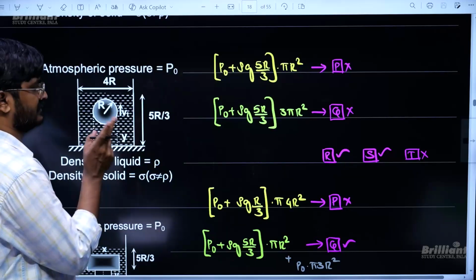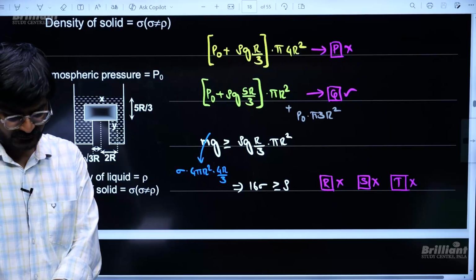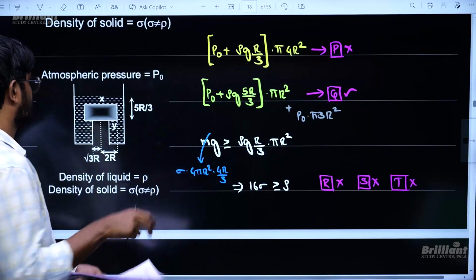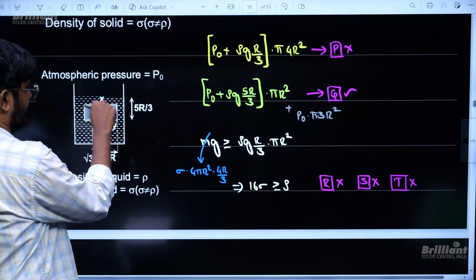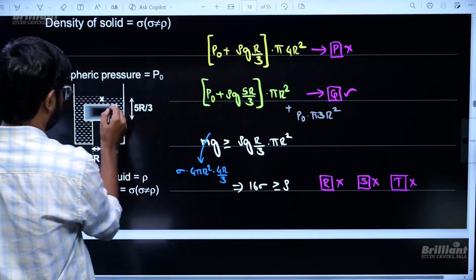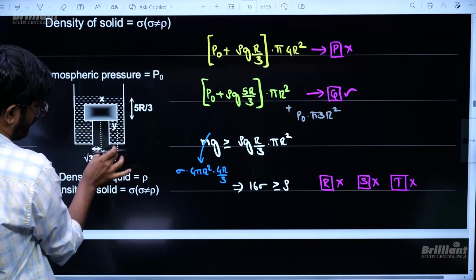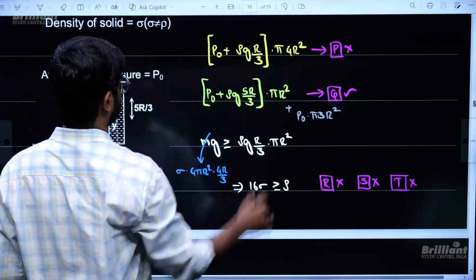Now, in this case they were asking about the force on this part. The force on this part will be pressure there into area there. The pressure there will be P naught plus rho g into r by 3, into that area. That area is going to depend on 2r, pi into 2r whole square, right.